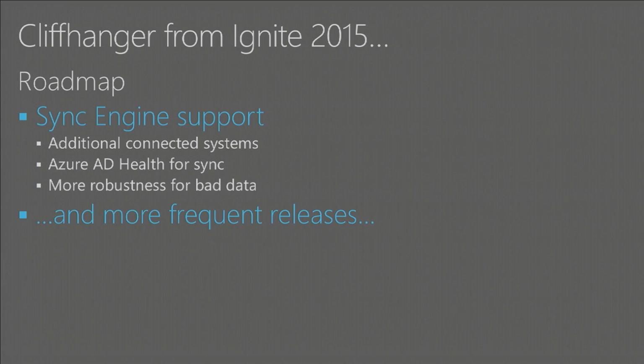My last slide at Ignite 2015 was really leaving you with this roadmap of things we were going to work on during the next year. And now I'm back a year later. I'm going to talk about exactly those things: how we're going to connect to additional systems, not only Active Directory. I'm going to talk about Azure Directory Health and give you an idea of what that is. And I'm also going to talk about what we're doing when it comes to robustness of data.